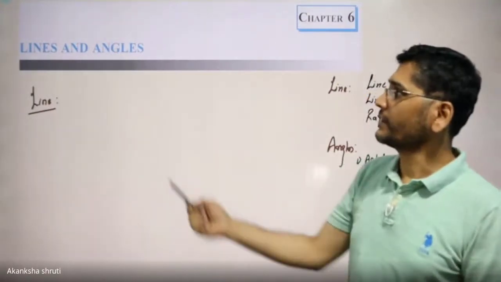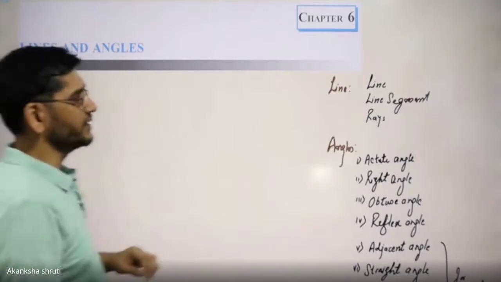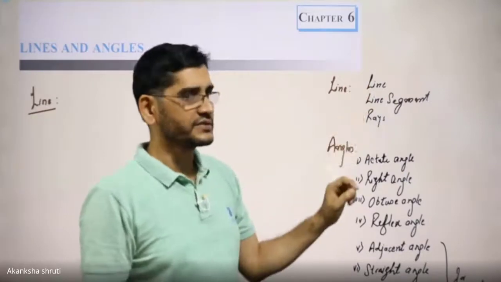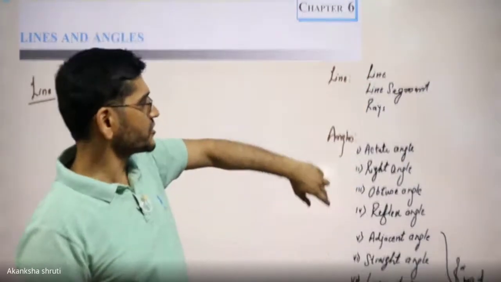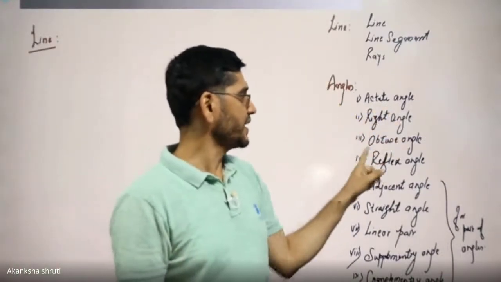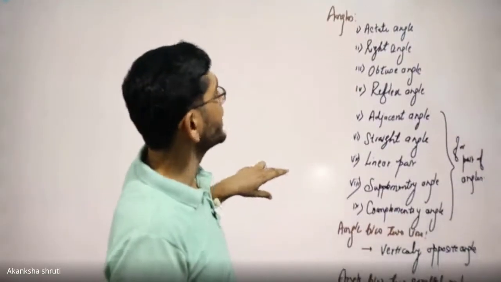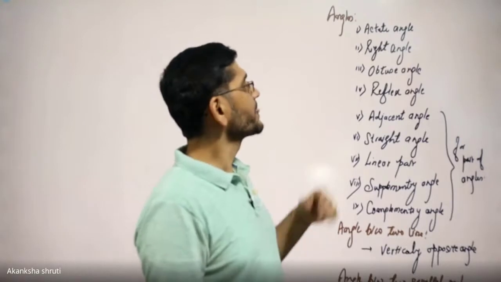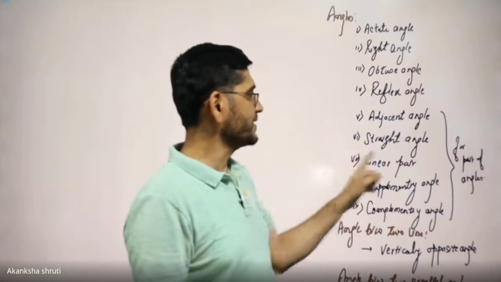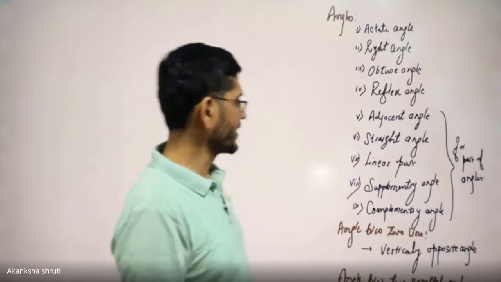We are going to learn about lines and angles. In this chapter, we have to learn about the line segment, rays, and the various types of angle formed, like acute angle, right angle, obtuse angle, reflex angle. In addition to that, if we consider pair of angles, then a few more types of angles are defined. They could be adjacent angle, straight angle, linear pair, supplementary angle, complementary angle.